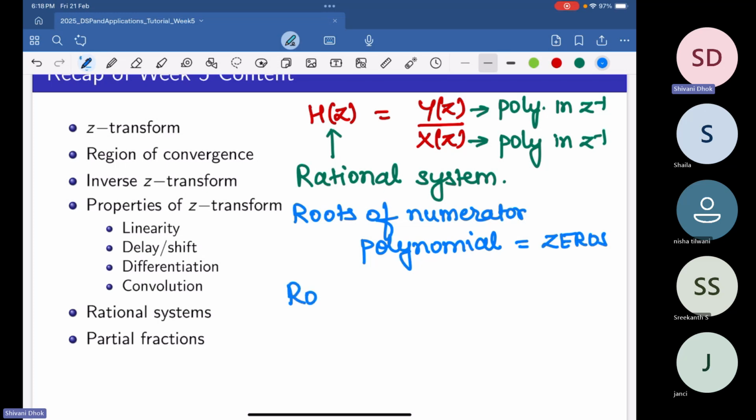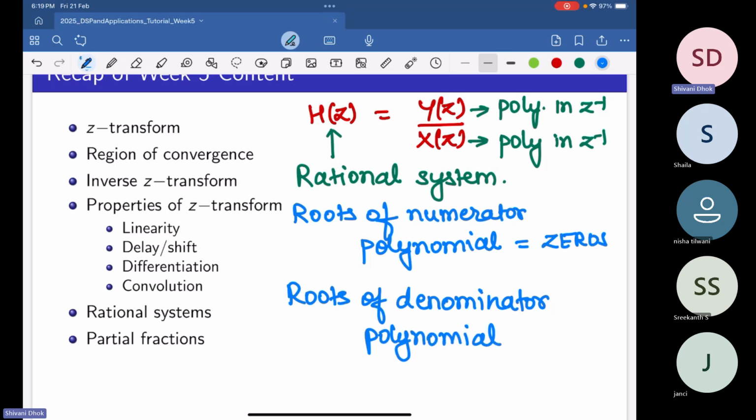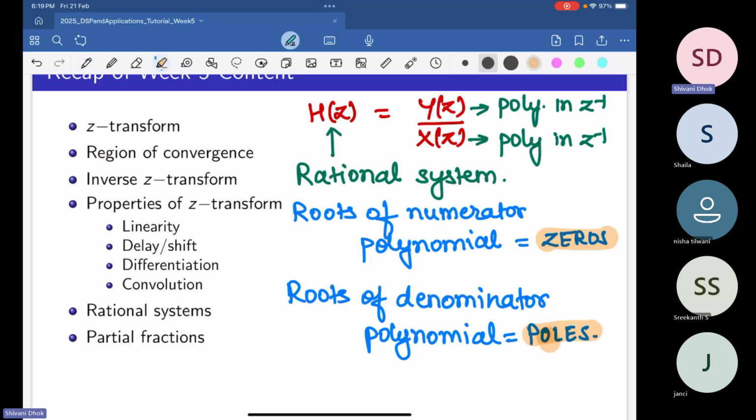And the roots of the denominator polynomial are poles. So these zeros and poles are very important, and we will see the importance of both of these quantities in greater detail in coming time.